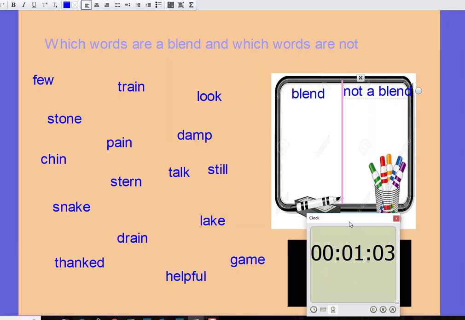Okay, that's 1 minute left. If you are finished, why don't you see if you can challenge yourself to add in another word that is a blend? Maybe you can add another word that is a blend, a final blend, but also has a suffix on the end. See if you can challenge yourself to that. Okay, 30 seconds left.